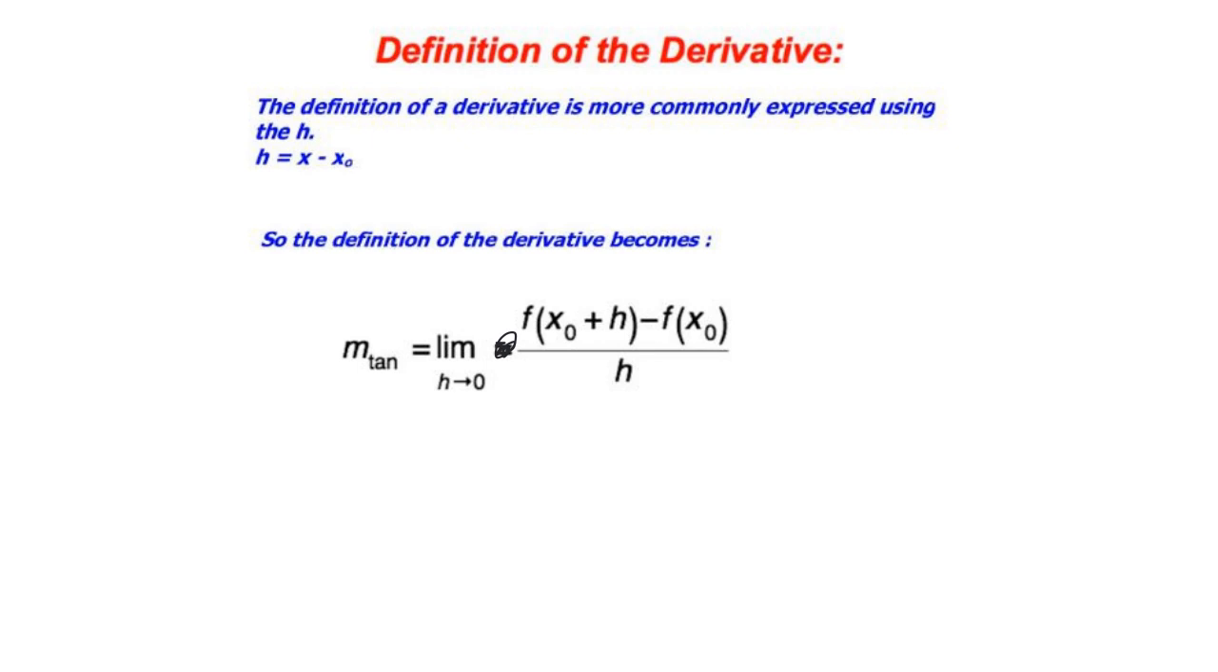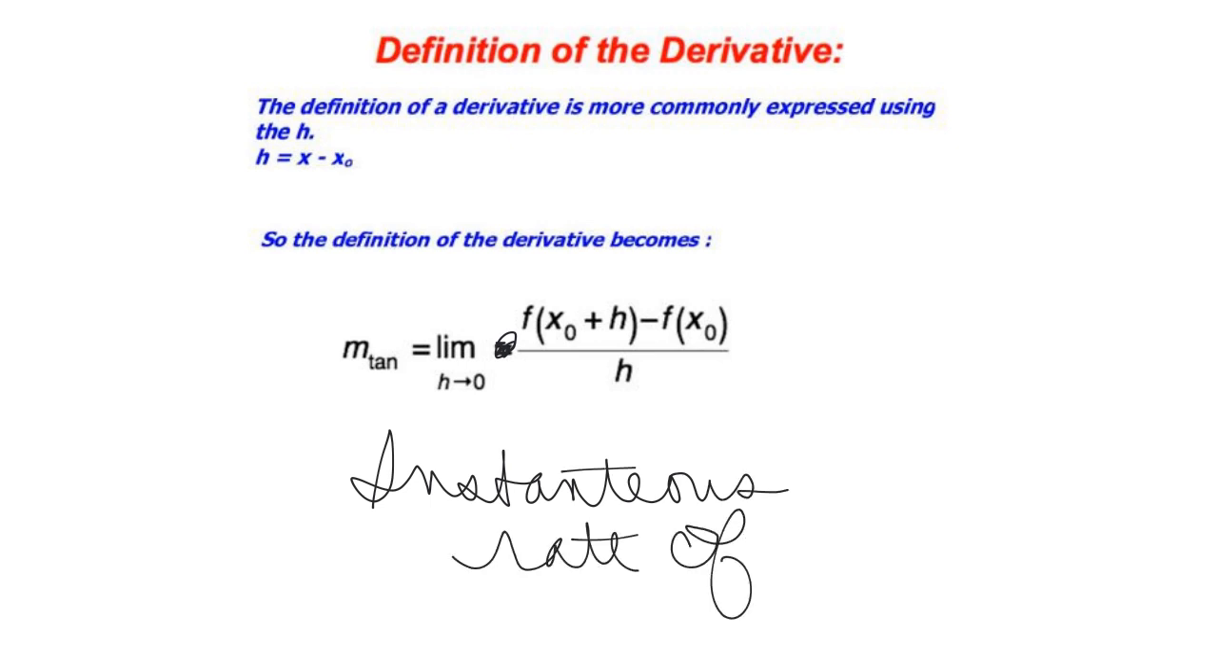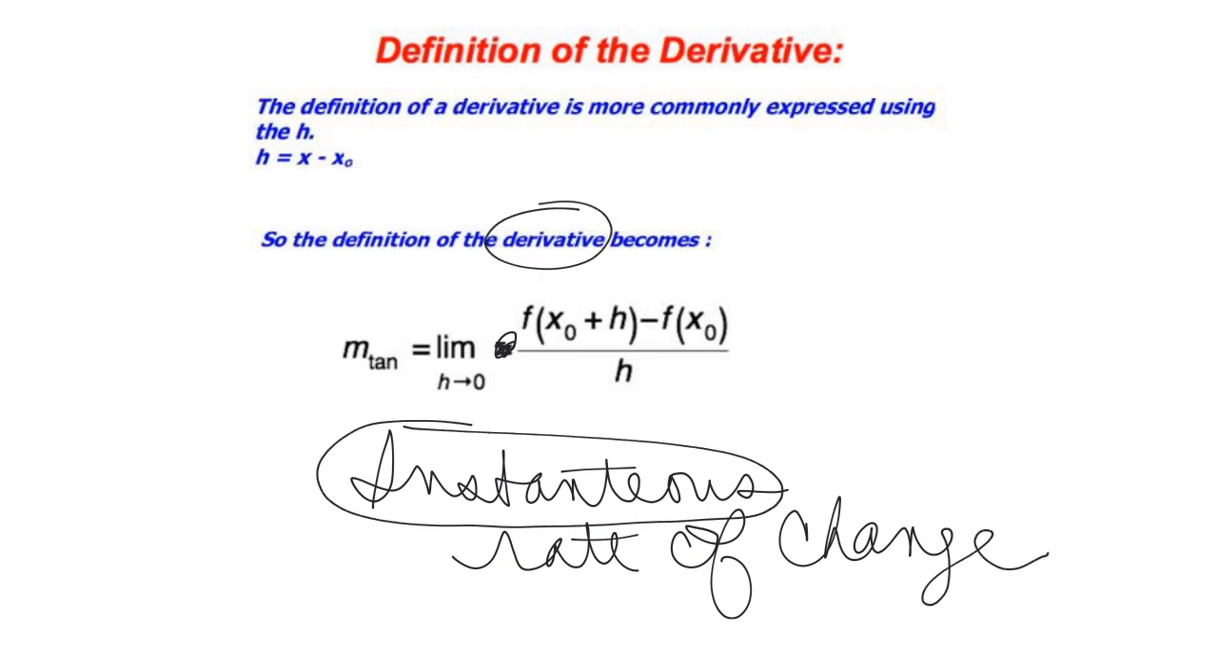A lot of times they're not going to ask you for the derivative. What they might say is they might call this the instantaneous rate of change. So if you see the word instantaneous, you know that they're asking for you to find the derivative. If you see the average rate of change, then they're looking for the slope of the secant line.